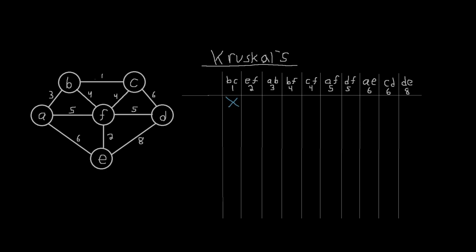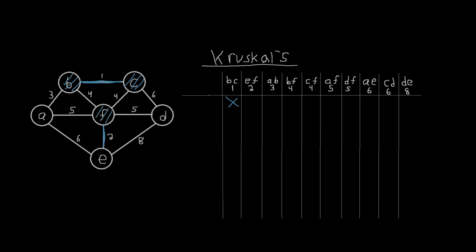So I'm going to mark that off on the table. And on the graph itself, I'm going to mark the edge. And I'll mark the nodes to say that those have been visited. So then we'll move on to the next edge, which is EF. And as we can see here, if we take EF, we're free to do that. That does not make any cycles with the BC edge.